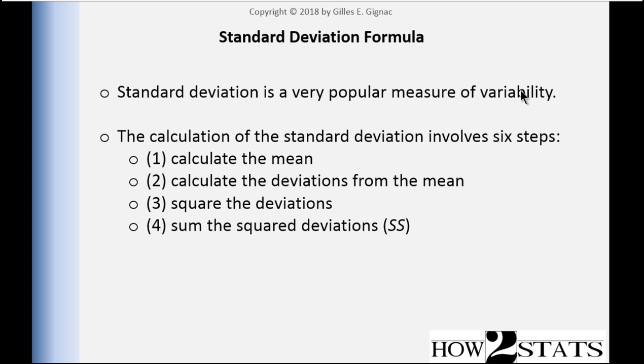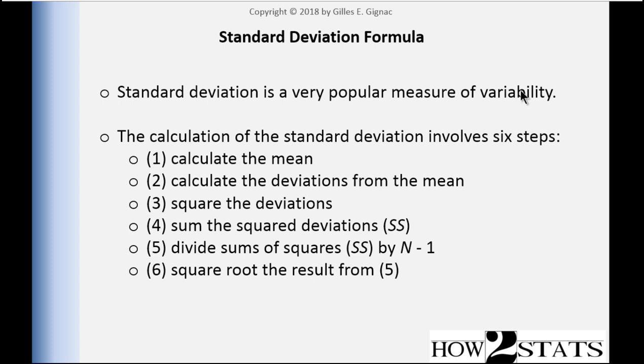And then you sum the squared deviations, and then you divide the sum of squares by n minus 1, which is basically taking an average. The standard deviation is essentially an average itself. It's an average deviation representation. And then we square root the result from step 5 in order to get the actual standard deviation.